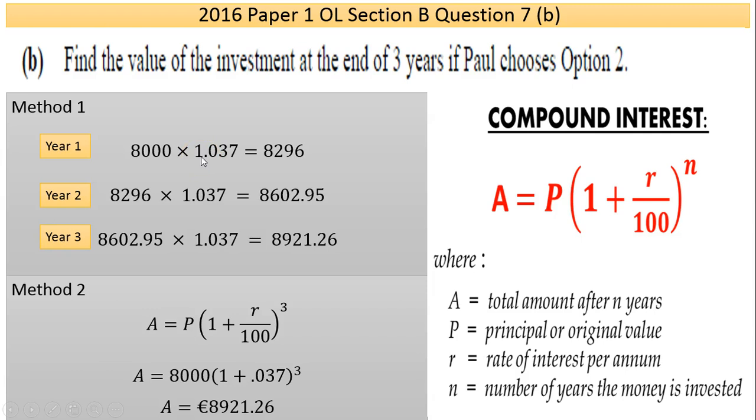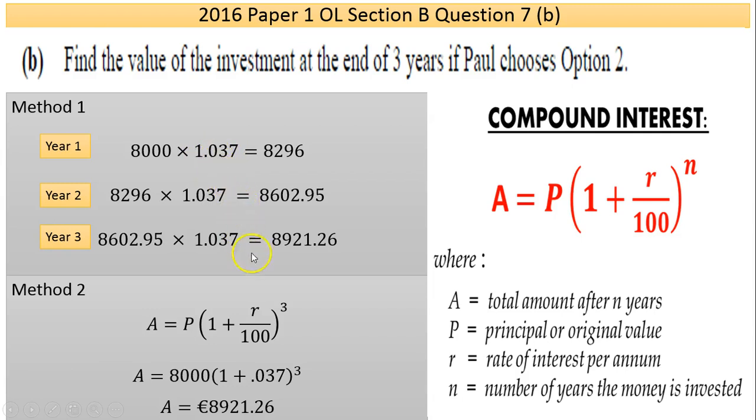When you multiply by 1, you get your answer, 8,000. And the 0.037 represents 3.7%. Okay, so it's 103.7% divided by 100, which gives you 1.037. Now, I apologize if that's not making sense.